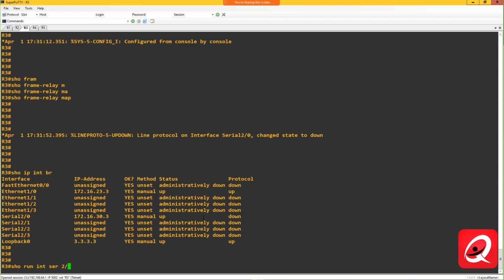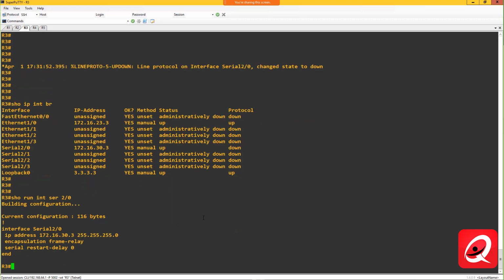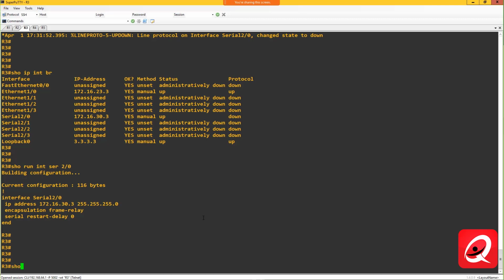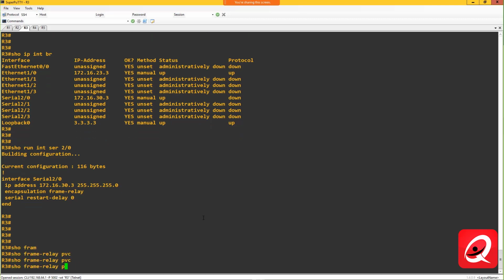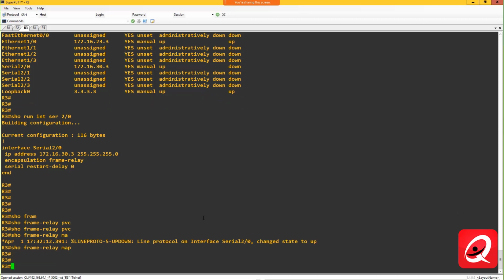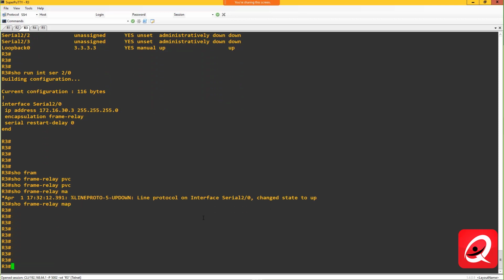Show run interface serial 20. That should be all we need. Show frame relay PVC and map. So we're not getting, there we go. It is kind of slow in the case of frame relay.